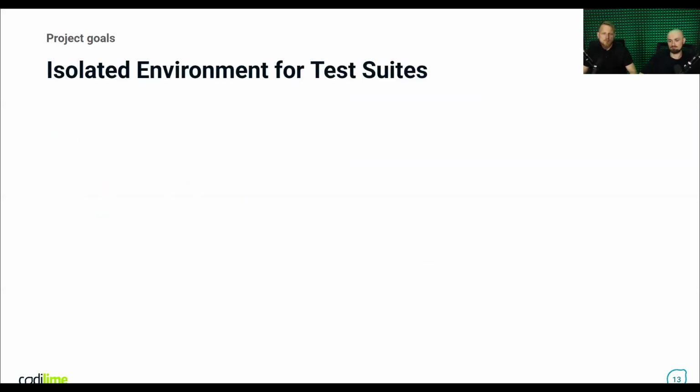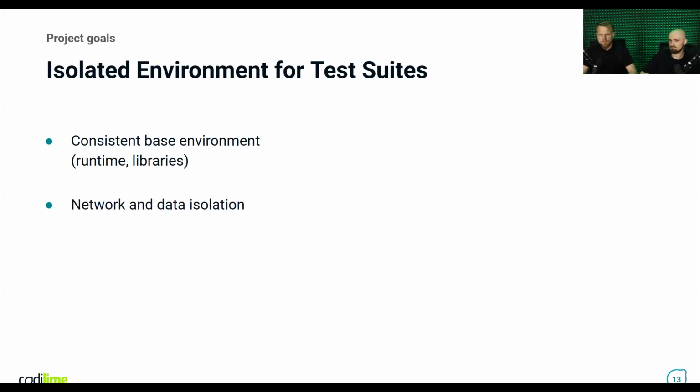Our goal is to move to a fully isolated environment for each test suite. Every test should run in a consistent base environment. That means the same runtime, the same libraries, and the same configuration every time. Nothing changes between runs. We want full network and data isolation. Each test environment should be fully separate, with no conflicts or overlap when running at the same time.